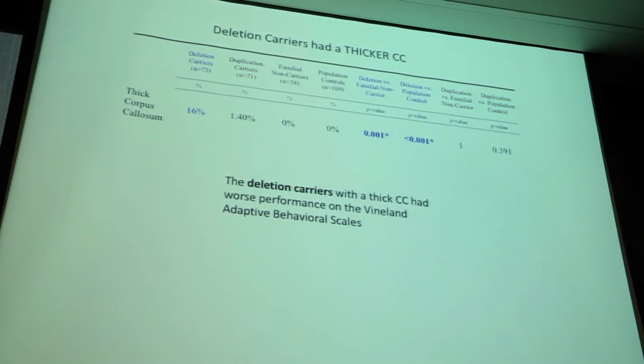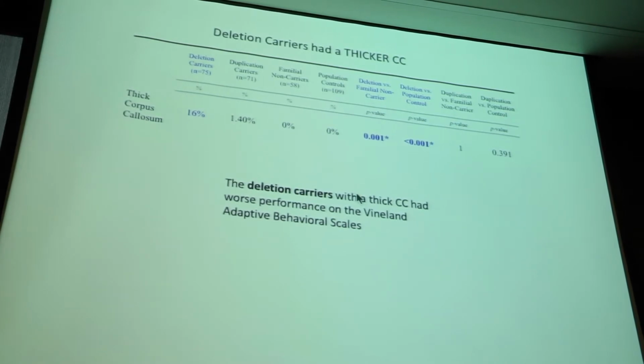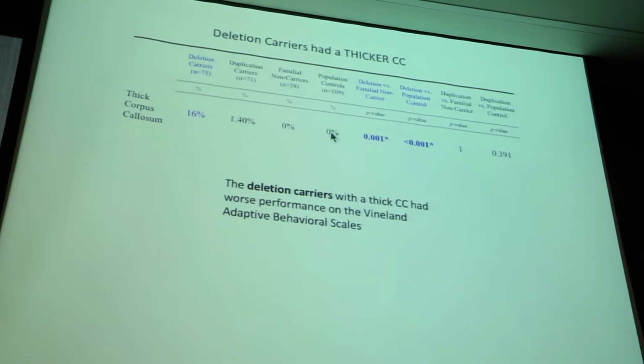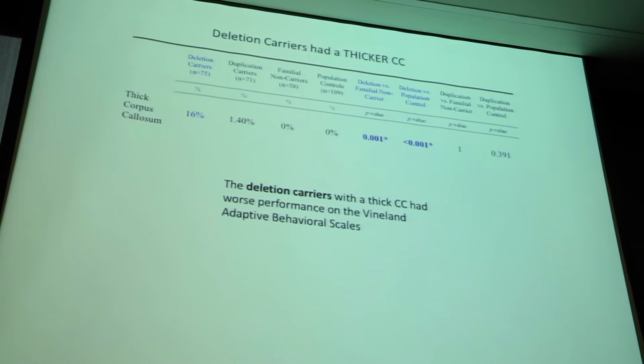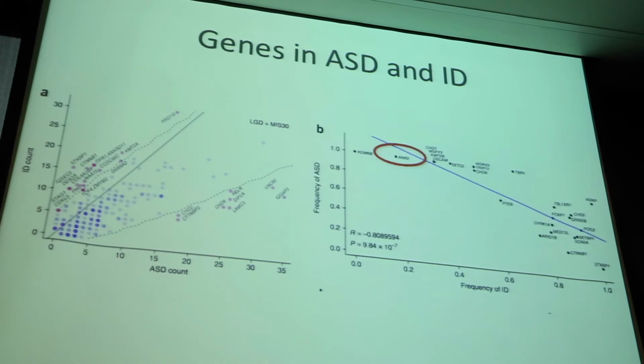And then if you look at the deletion individuals, how many had a thick corpus callosum? 16%, not quite as high, but still significant. And again, the population controls is 0. So this is something that is probably associated with the genetics of chromosome 16p.